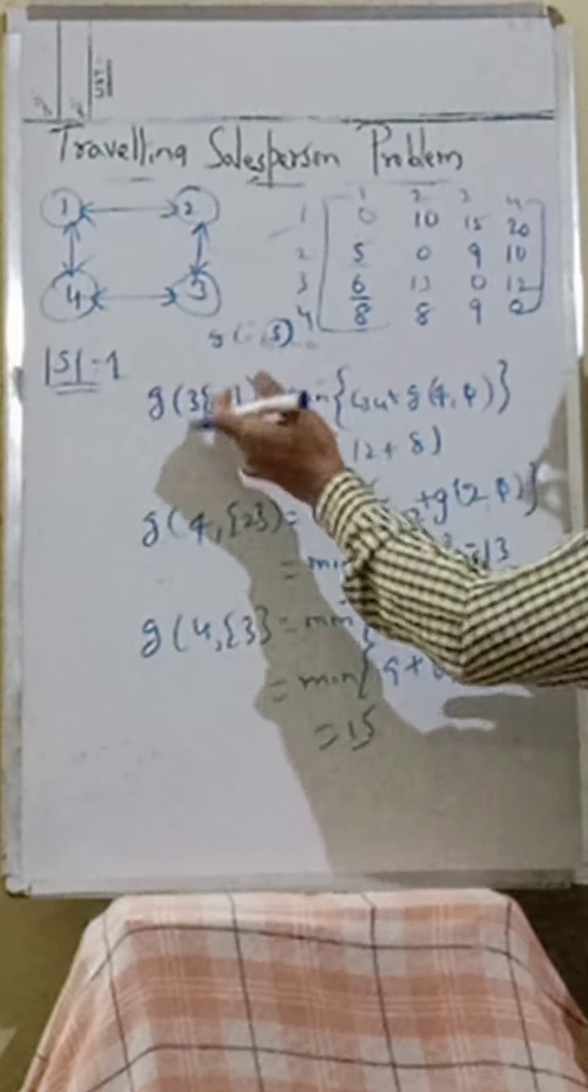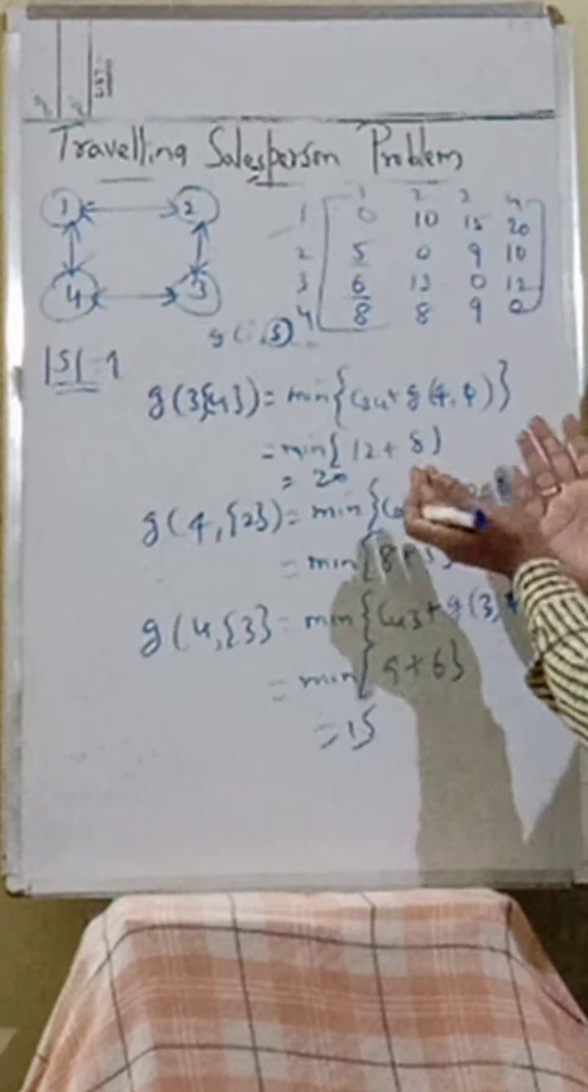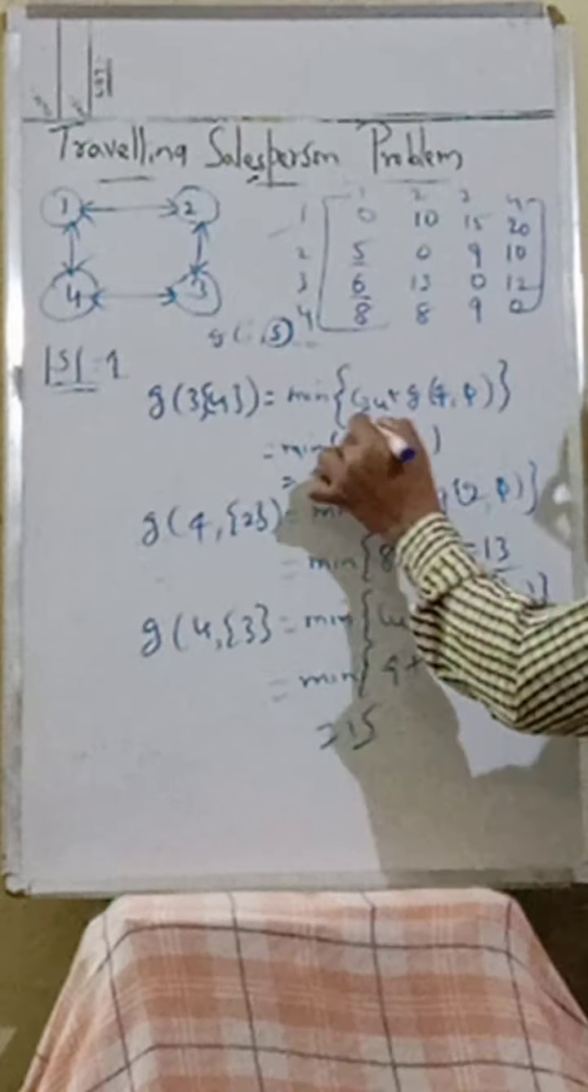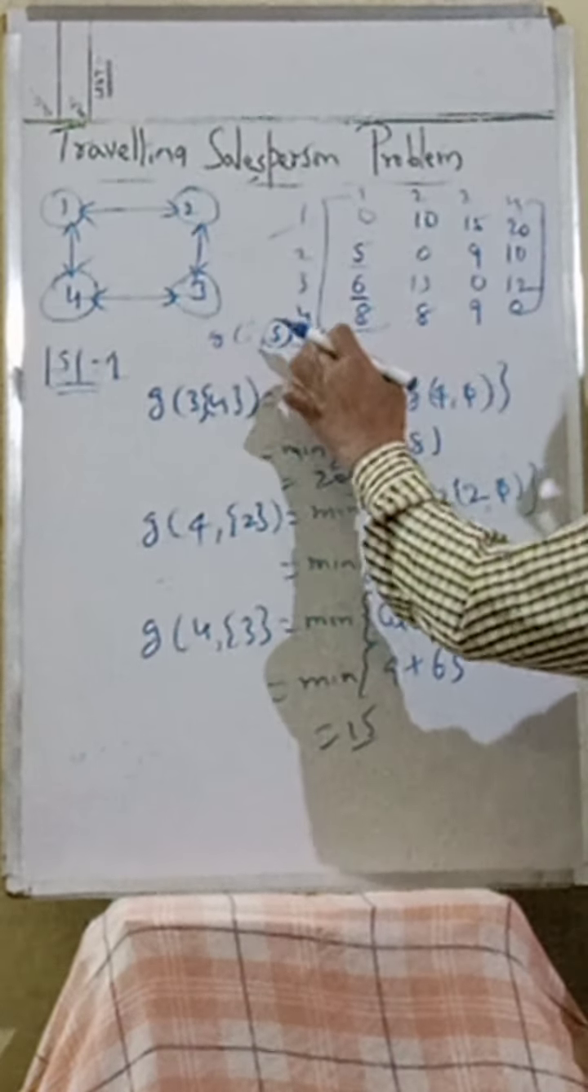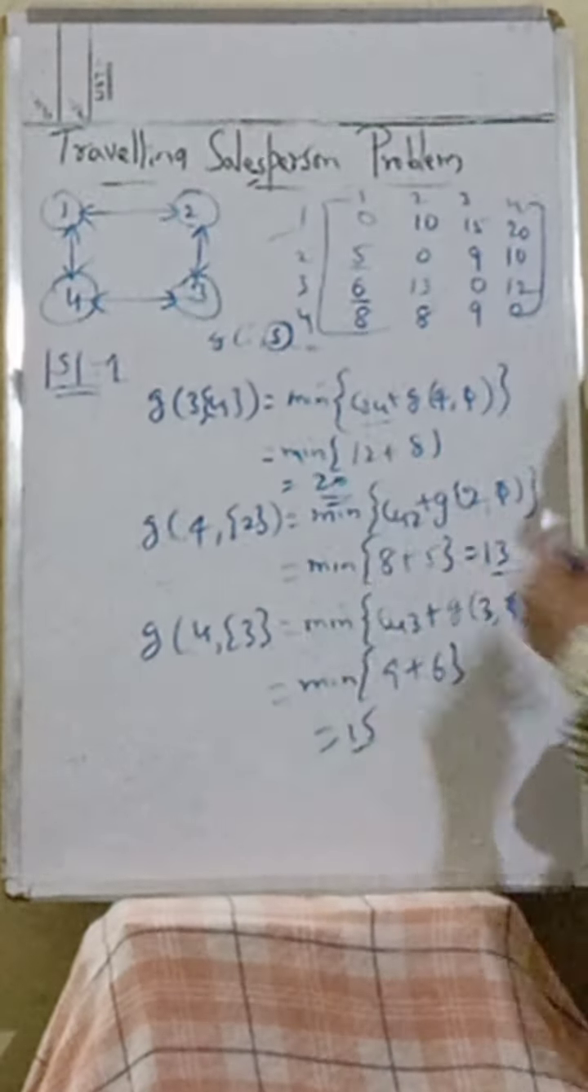S minus J means S is containing only 4. So S minus 4 means 5 only. Then take 3 4. 3 4 is 12 plus 4 1 is 8. Okay, 4 1 is 8. Then if we add these two numbers, we get 20.